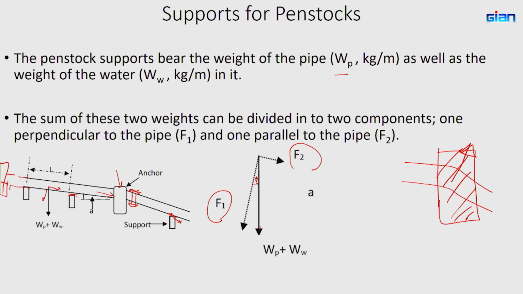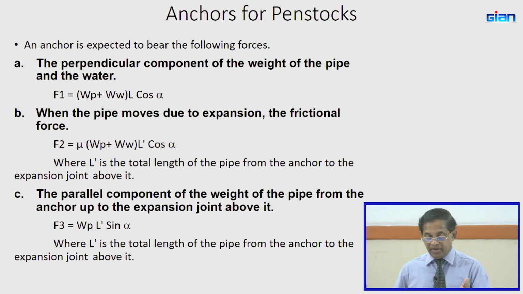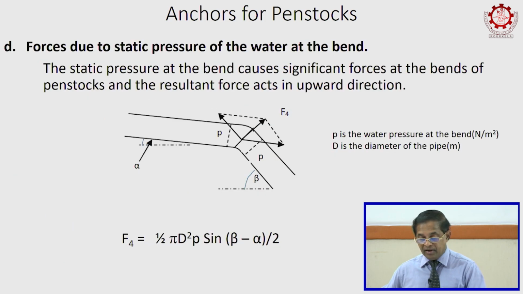So, that will also be coming onto the anchor, and the weight of the water will be coming onto the anchor, right. So, all these things have to be considered: the perpendicular component of the weight of the pipe and the water between the two supports nearest to it, right, and when the pipe moves due to expansion, the frictional force, the parallel component of the weight of the pipe from the anchor up to the expansion joint above it. So, all these things you can easily understand, right.